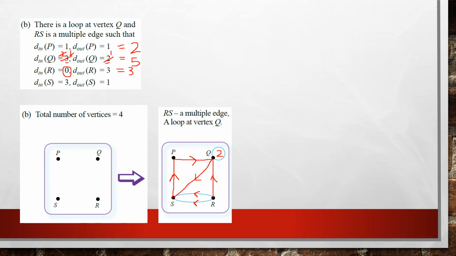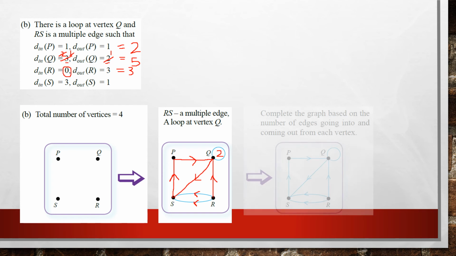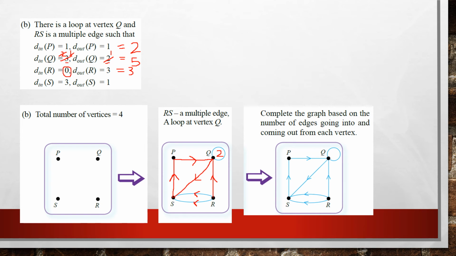Then for S, degree in is 3. We just check. For S, 1, 2, and 3. Three lines are coming in and 1 line is going out. So we look at the answer now in your textbook. This is how you get the answer. You draw the line one by one.